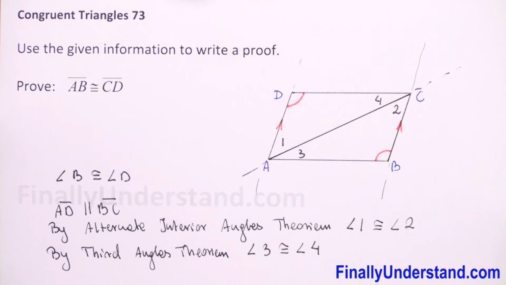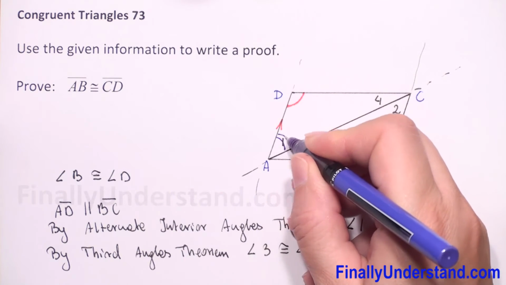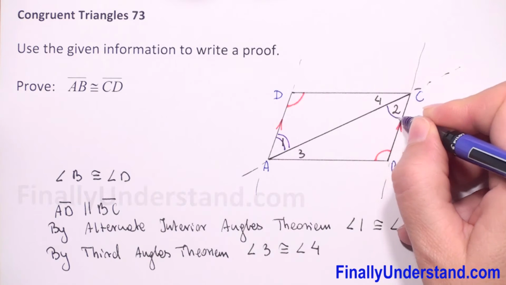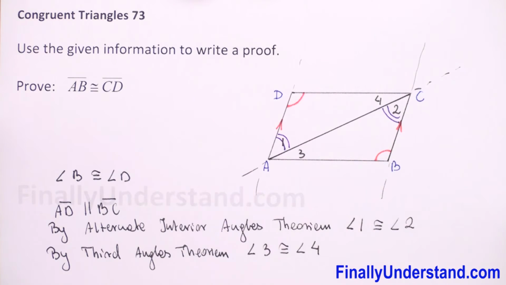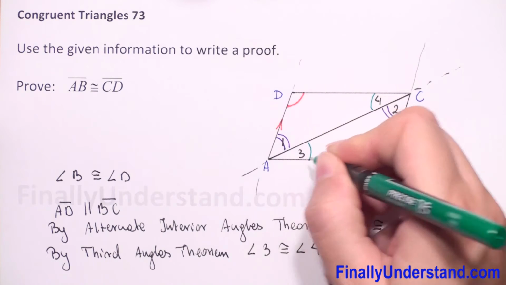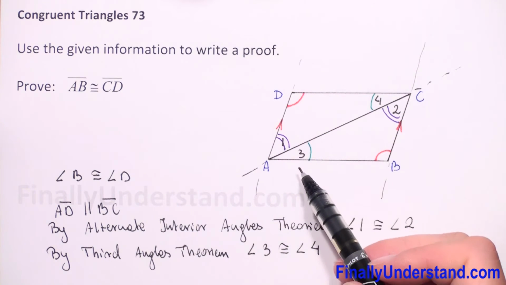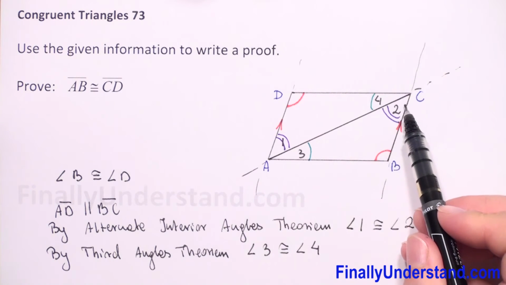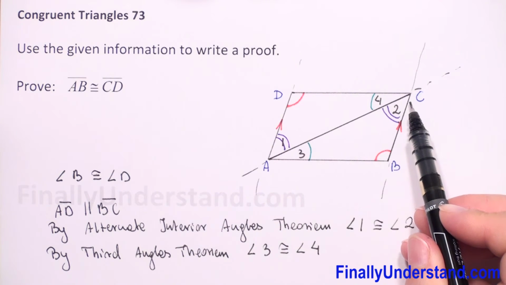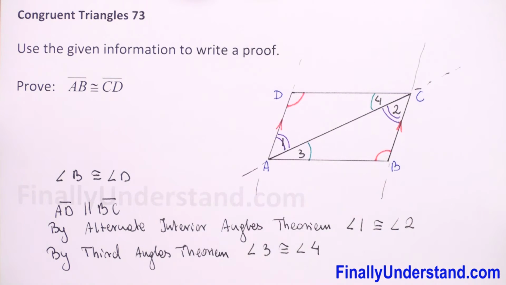We can write that this angle is congruent to that angle, and 4 with 3. So now we also have that AC is congruent to CA by the reflexive property.